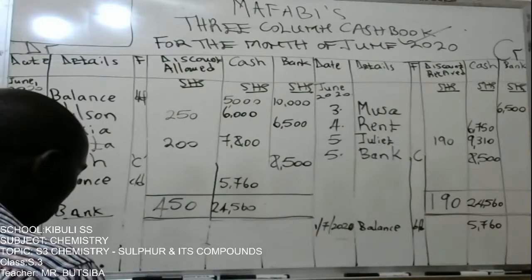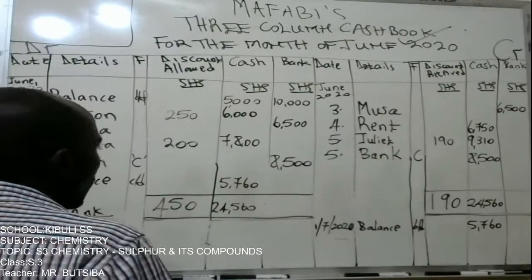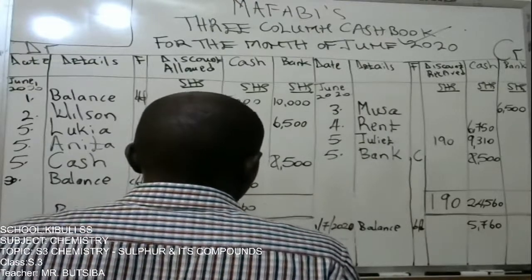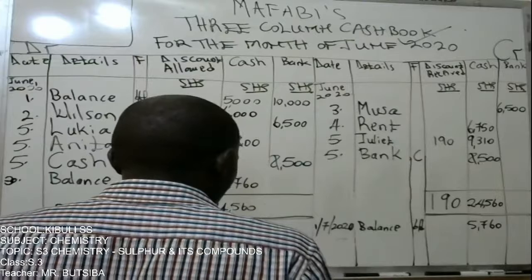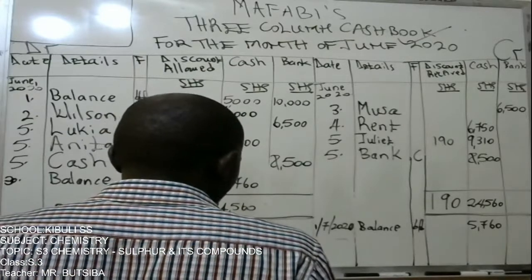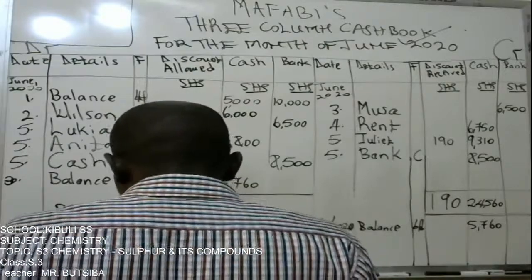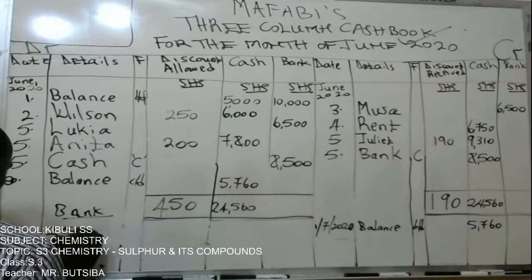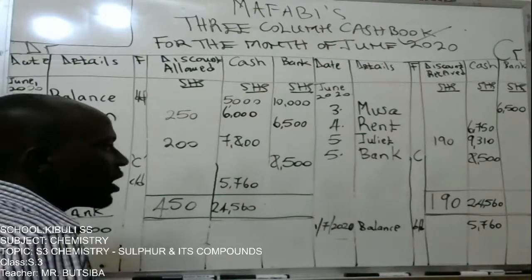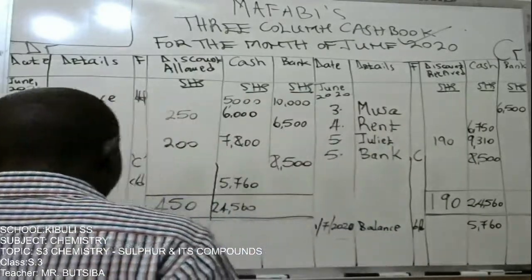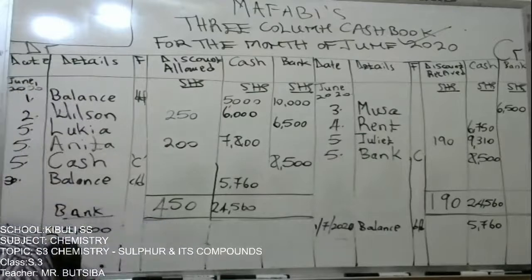So if you add the totals, you have 10,000 plus 6,500 plus 8,500, giving you a total of 25 thousand. Total of 25,000 on the debit. Then go ahead and add the total on the credit side, that is in the bank column. You have there only one amount, which is 6,500.